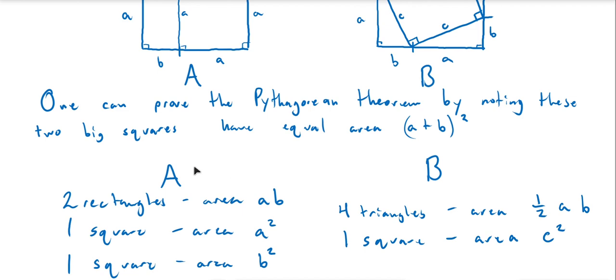We can also get the area for A and B by adding up the areas of the smaller figures. The two rectangles both have area ab. The square of side a has area a squared. The square of side b has area b squared. And these shapes together compose square A. On the other hand, square B has four triangles, which each have area 1/2 a times b, and one big square in the middle whose area is c squared, where c is the diagonal of that right triangle.